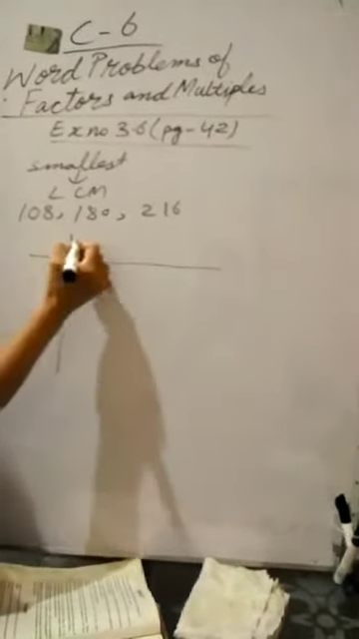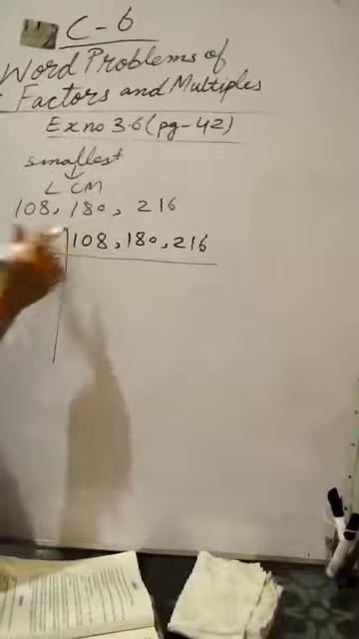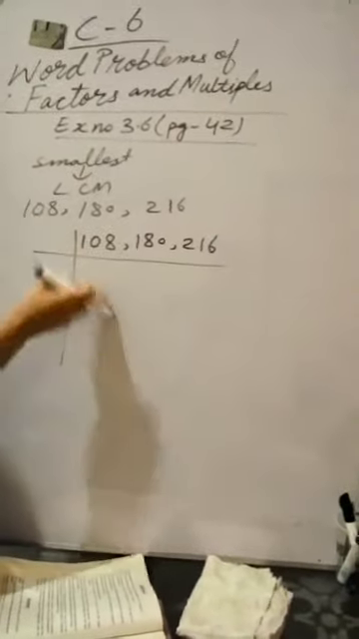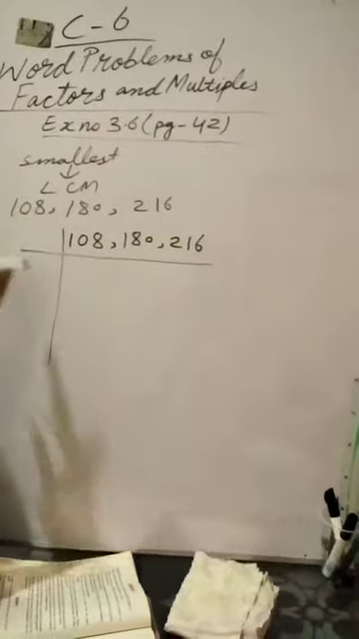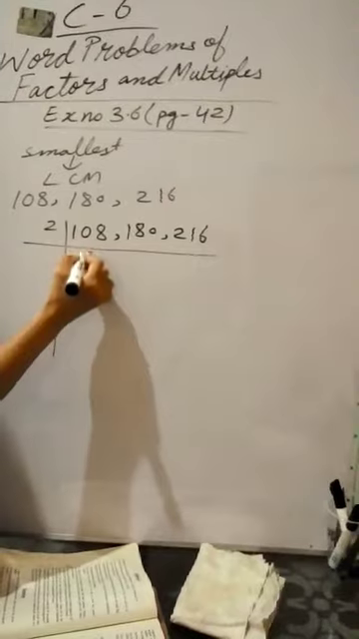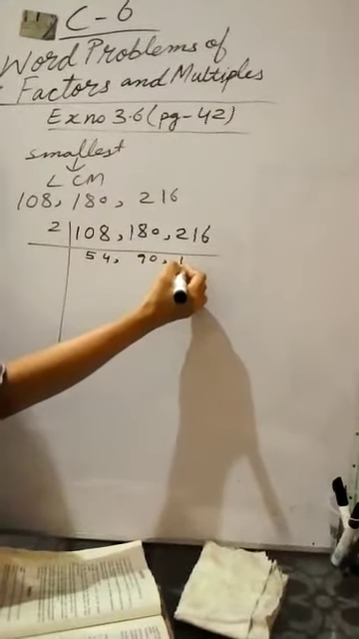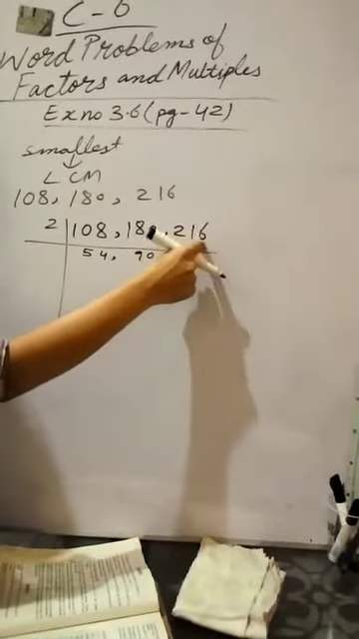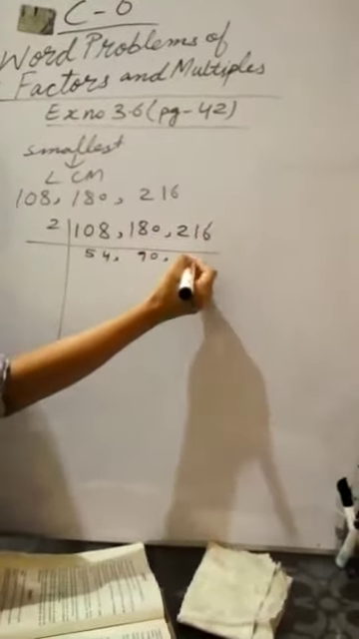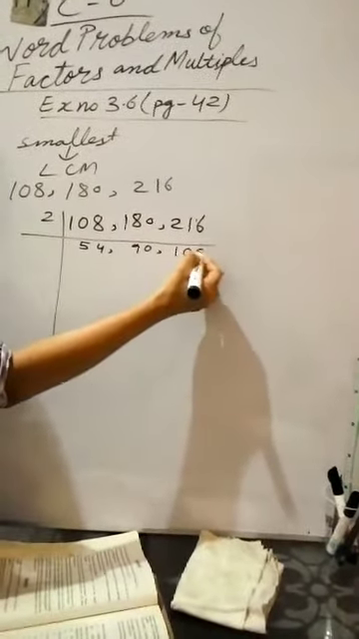Draw the line and put all the values: 108, 180, 216. Always start with 2, then 3, then 5. Always complete with 2 first, then 3. So 2 5s are 10, 2 4s are 8, 2 9s are 18, 2 0s are 0, 2 1s are 2. After the first step, when we take both digits, put the 0. Because 2 0s are 0, 1 minus 0 is 1, carry, 2 8s are 16.